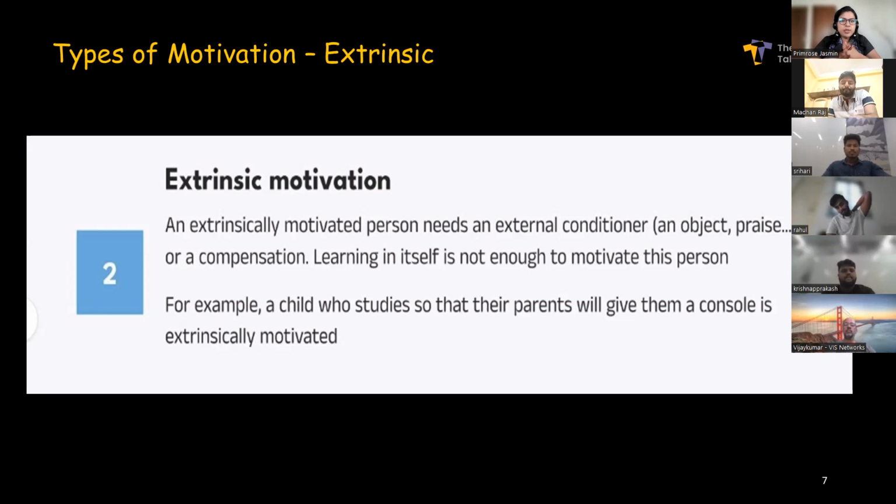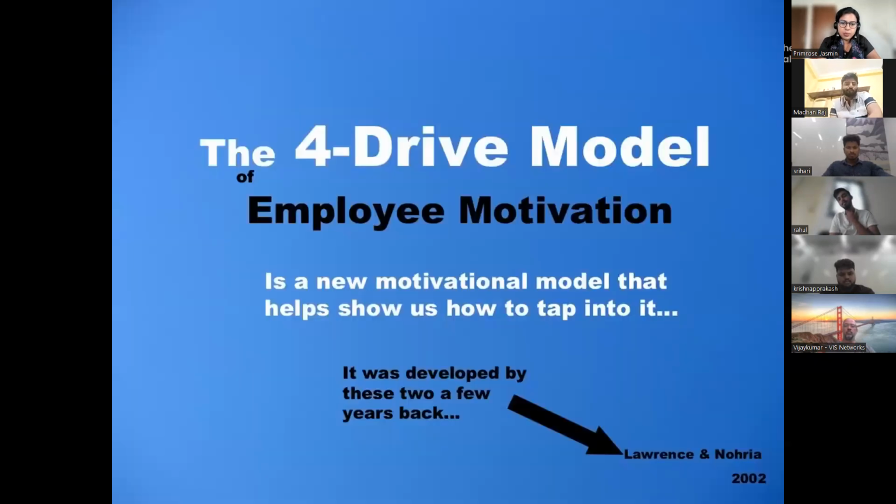All right. Now we are going to see a famous model, called the four drive model of motivation. This model was developed by Lawrence and Nohria. These people were authors. They researched how human beings get motivated. It was developed around the year 2002, but it still holds as a good four drive model of motivation for employees.